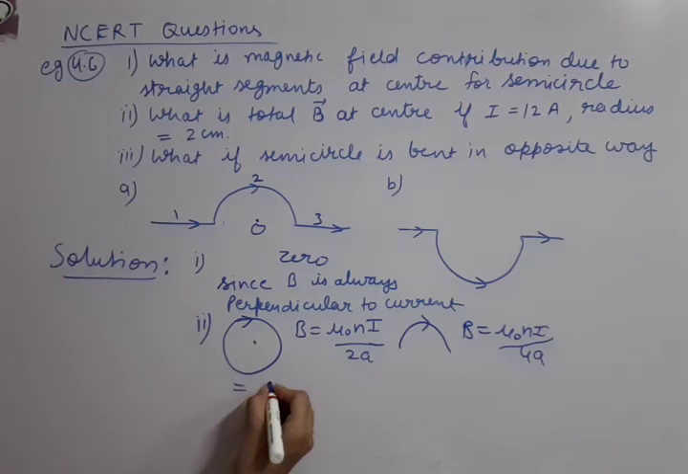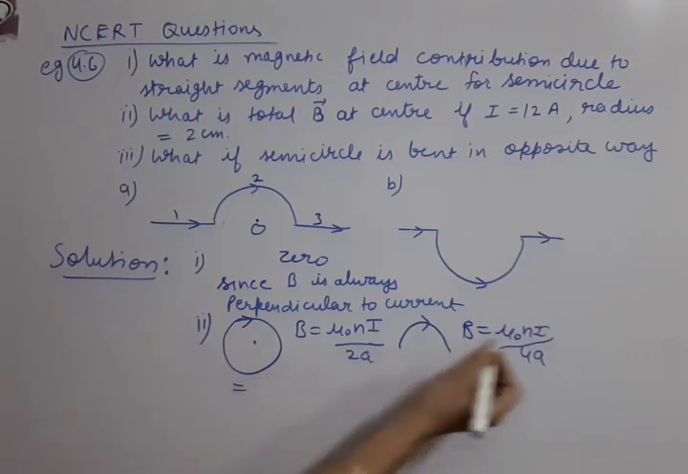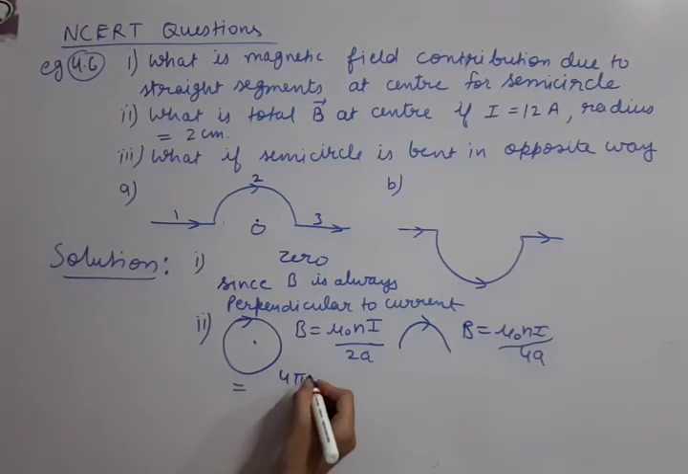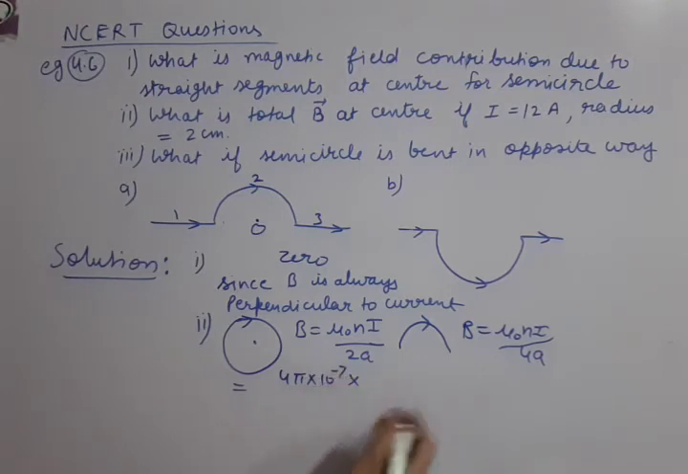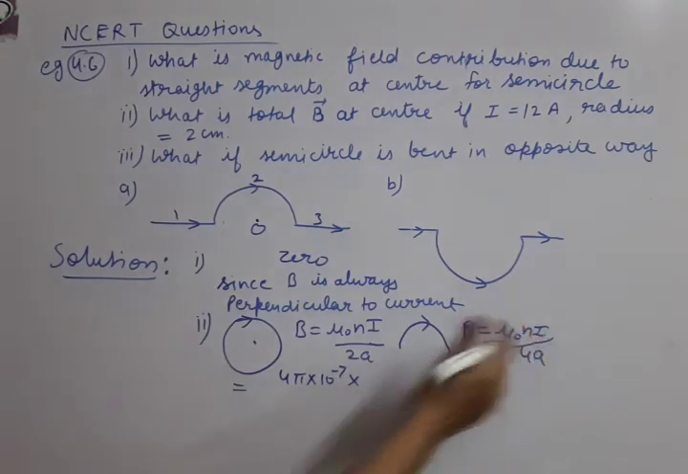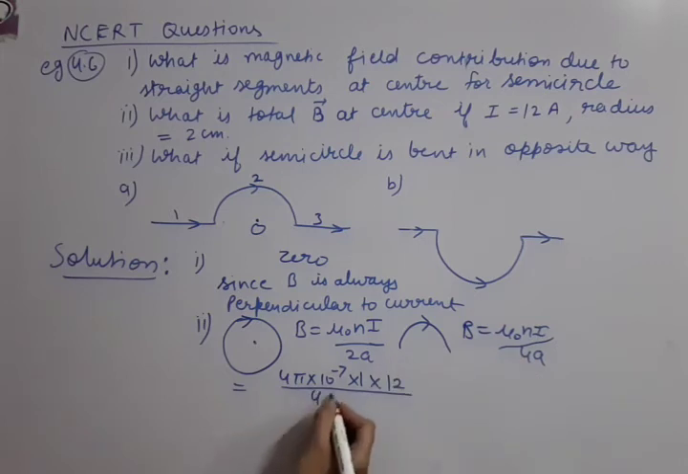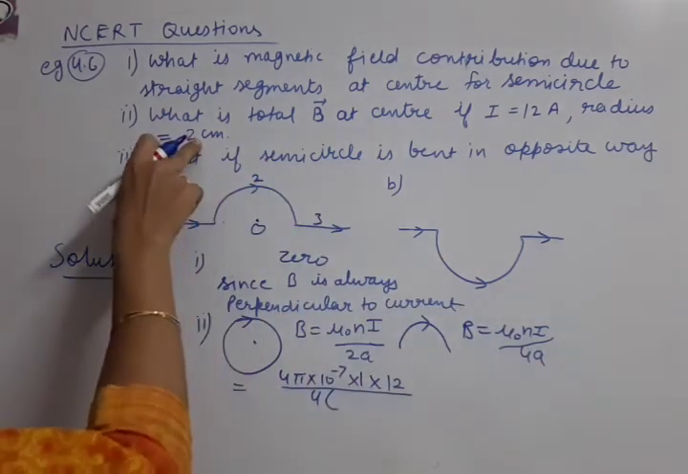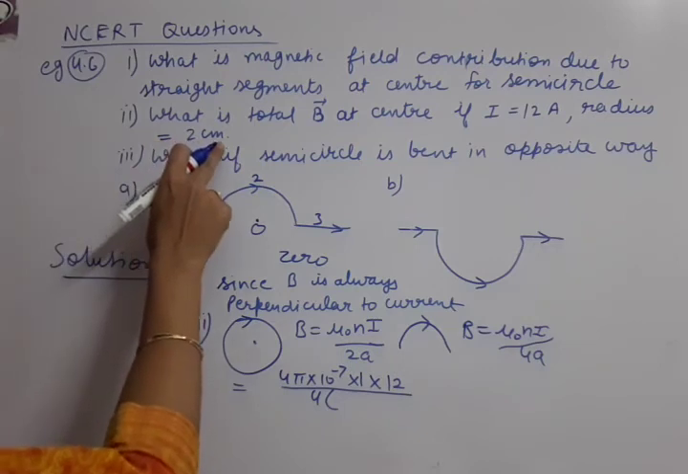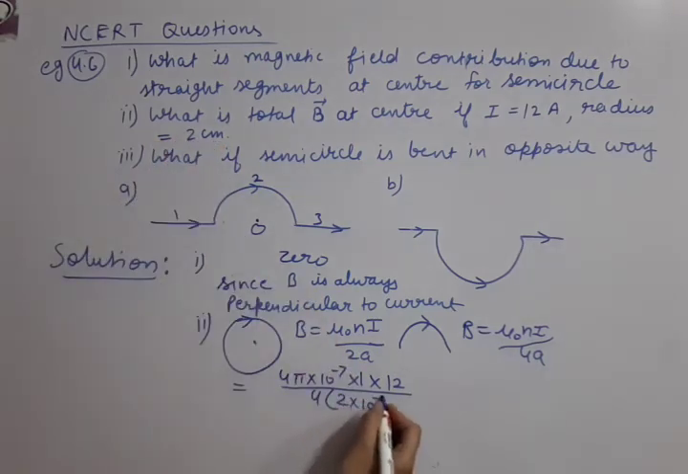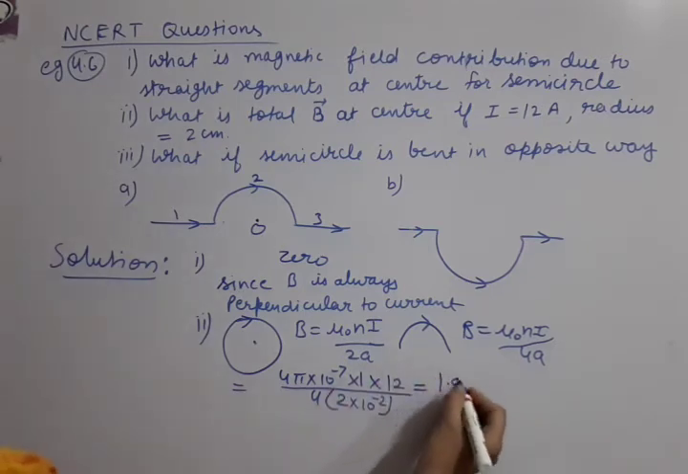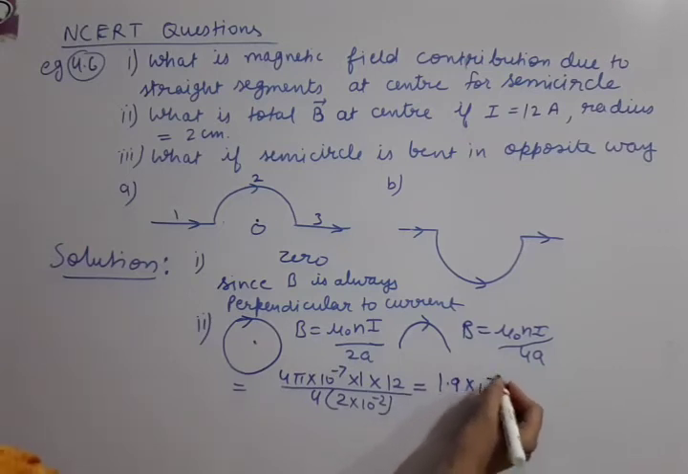So if we put all these values, mu0 means 4 pi into 10 raised to power minus 7. N means only one turn is there, 1. I means 12 ampere. And 4a, a means radius. Radius of the loop is 2 centimeter, so in meter we have to put it, 2 into 10 raised to power minus 2. So after solving, we will get the answer, which we are obtaining, 1.9 into 10 raised to power minus 4 Tesla.